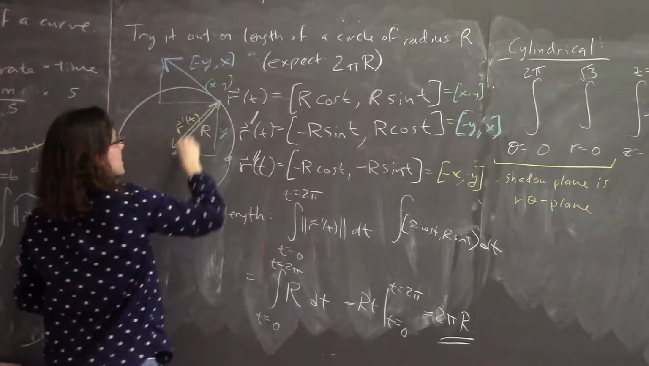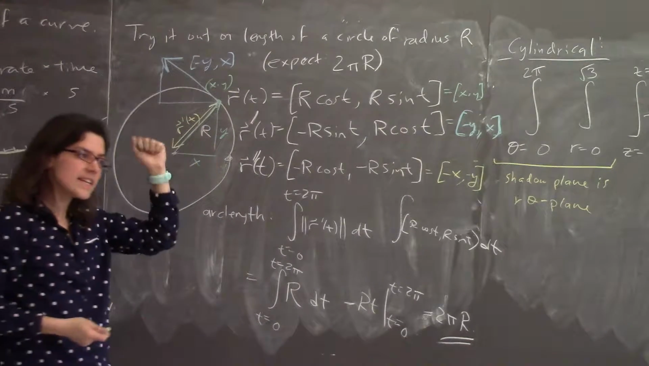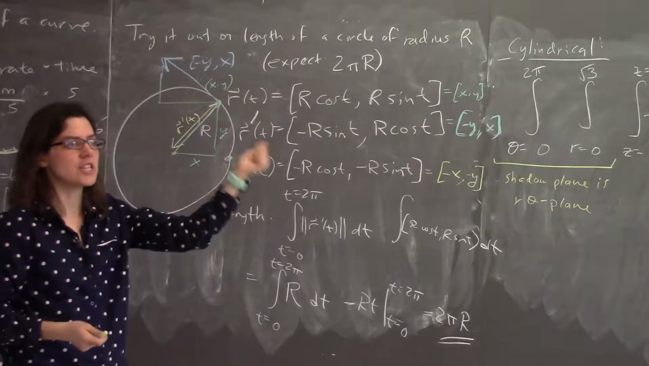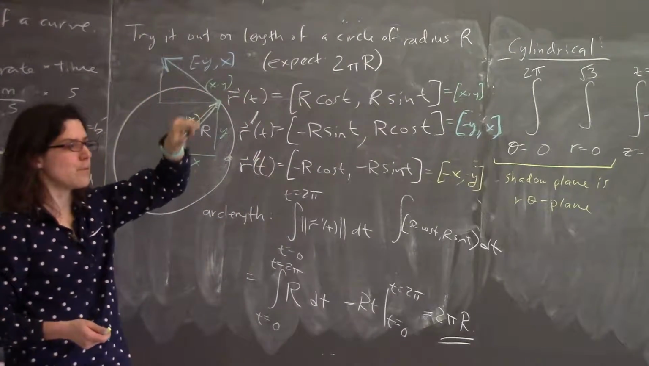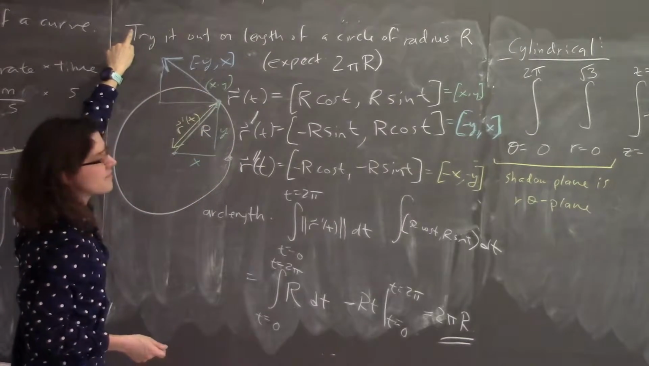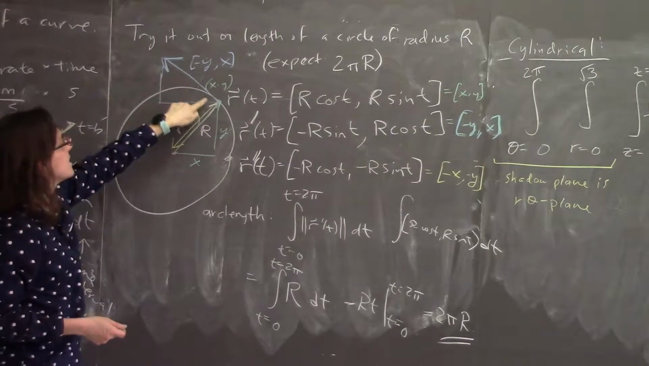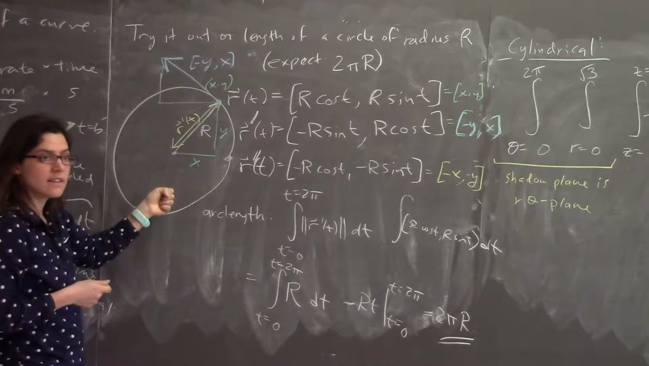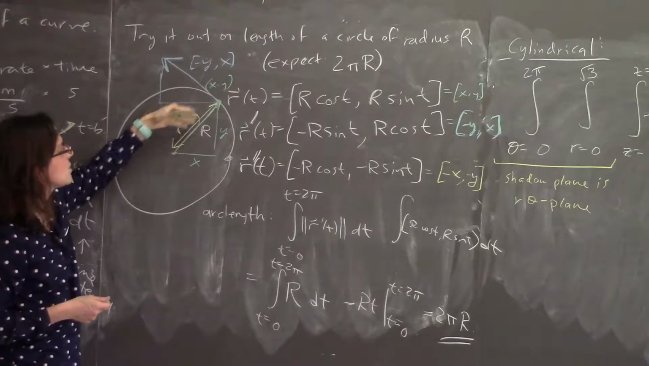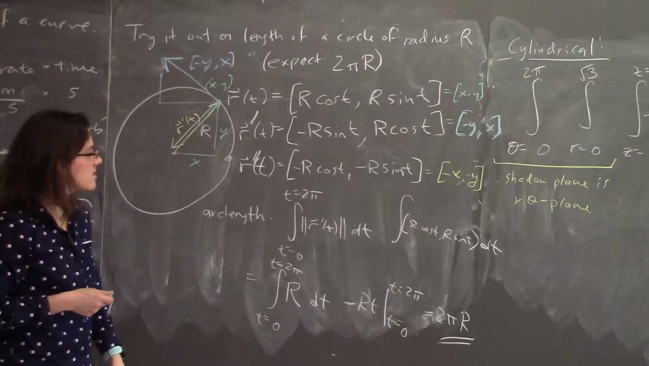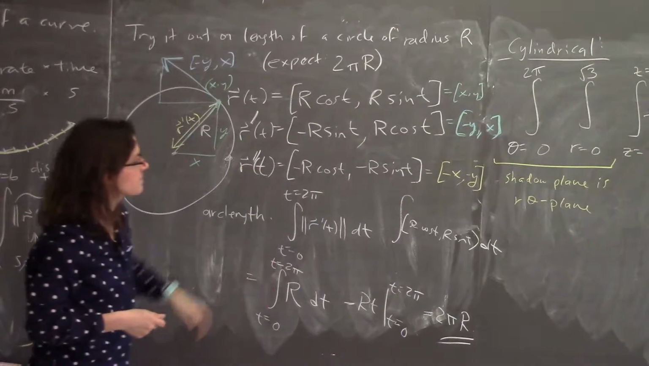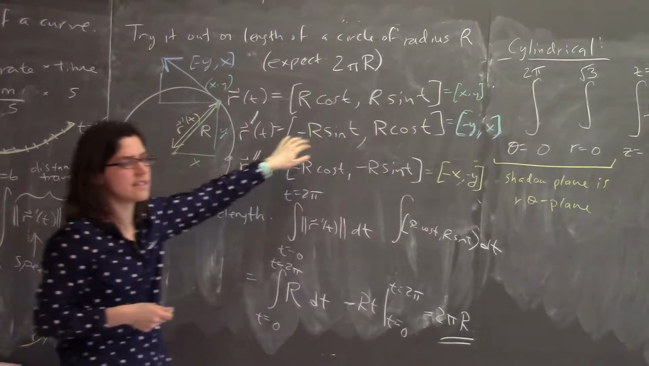Here's r prime of t. And the idea is that acceleration is how velocity is changing. So if you were to let your sock go at any point, the ball would go flying off this way. And the reason it doesn't is because something's pulling it in. So that means the acceleration is what's pulling it in towards the center of the circle. So the acceleration is radial, and the velocity here is tangential.